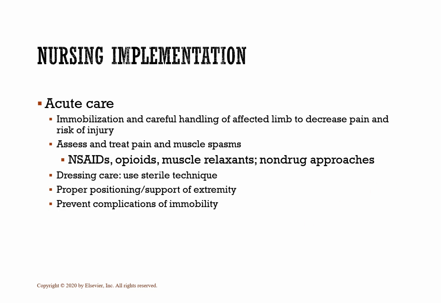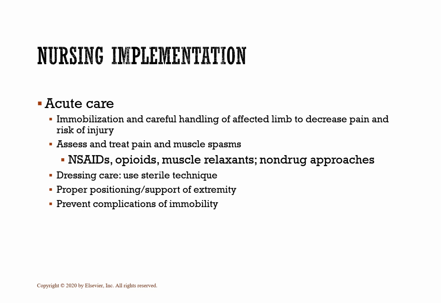So acute care, so immobilization and care for handling of the affected limb to decrease pain and risk of injury. Some of this sounds very familiar. Assess and treat pain and muscle spasms, right? So we have a whole bunch of medications that we can use at our disposal, things like NSAIDs, opiates, muscle relaxants, and also some of the non-drug approaches, whether it's meditation or deep breathing, all of that comes into play here.